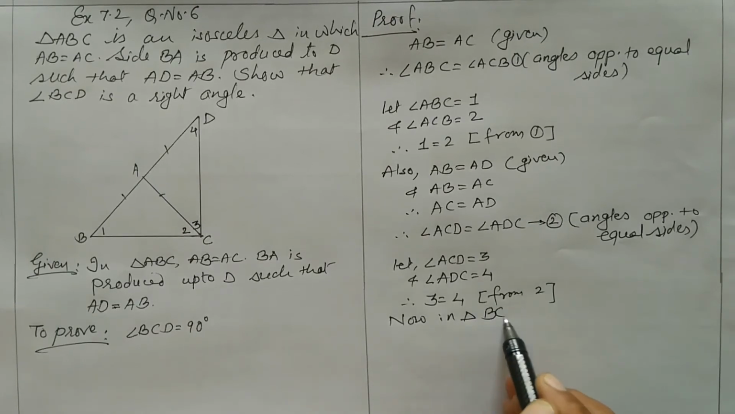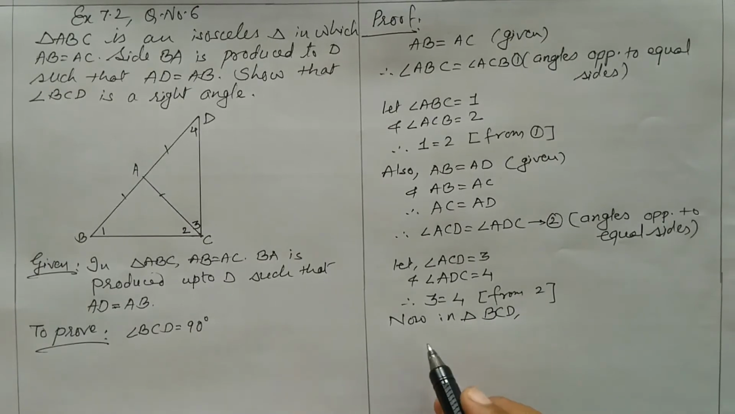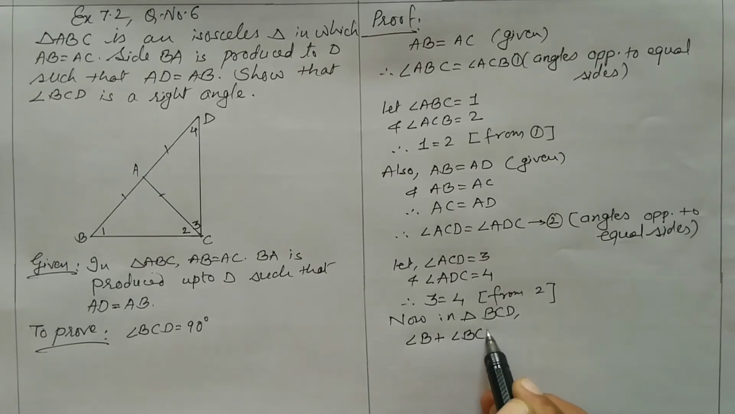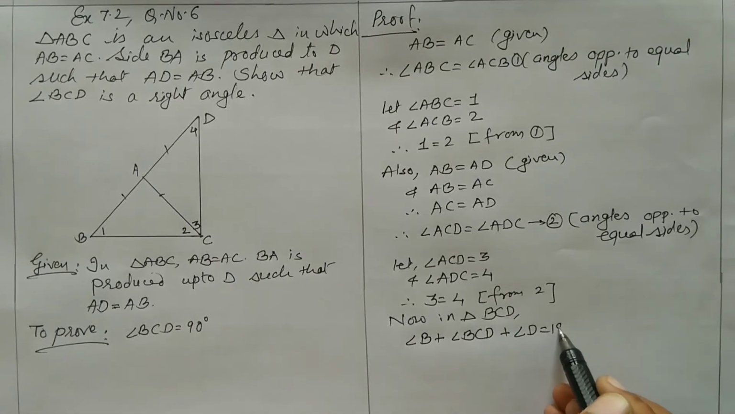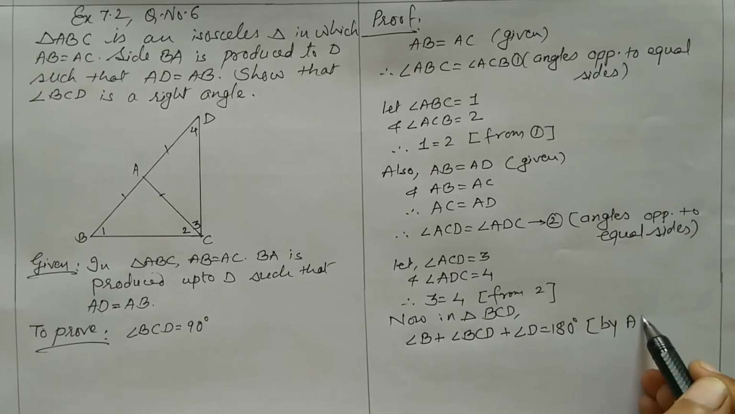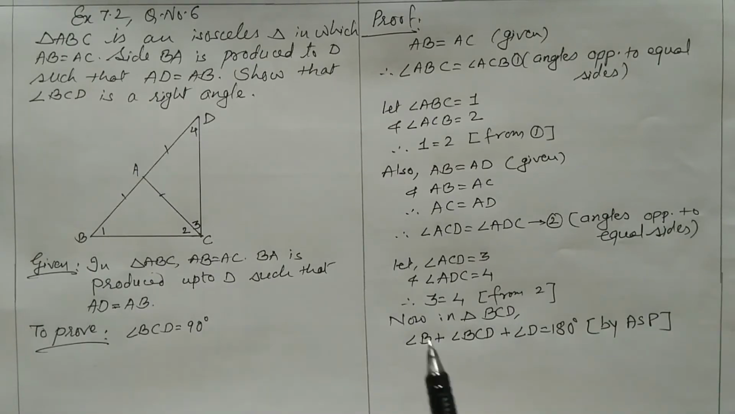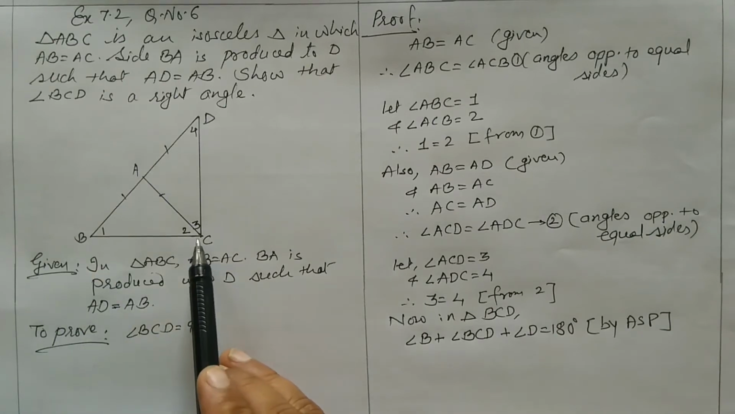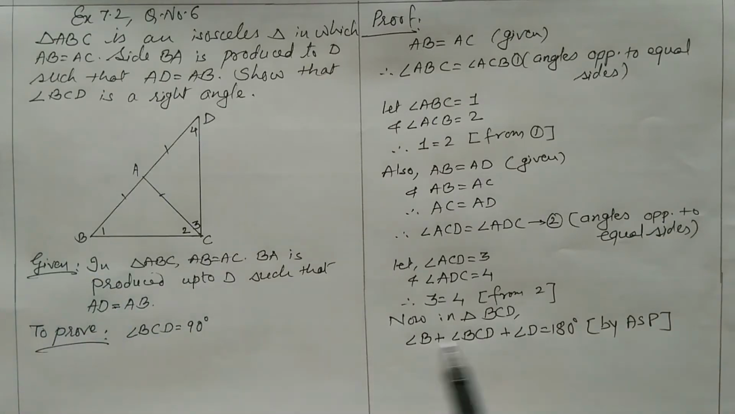Okay, now in triangle BCD, angle B plus angle C or angle B plus angle BCD plus angle D is equal to 180. Reason by angle sum property. You must be thinking why I have used here single letter and here 3 letters, because at B there is only one angle, at C there are two angles, so I have used BCD.